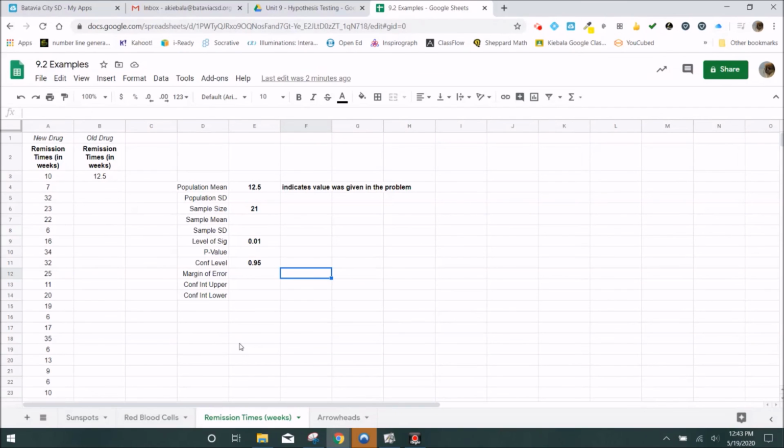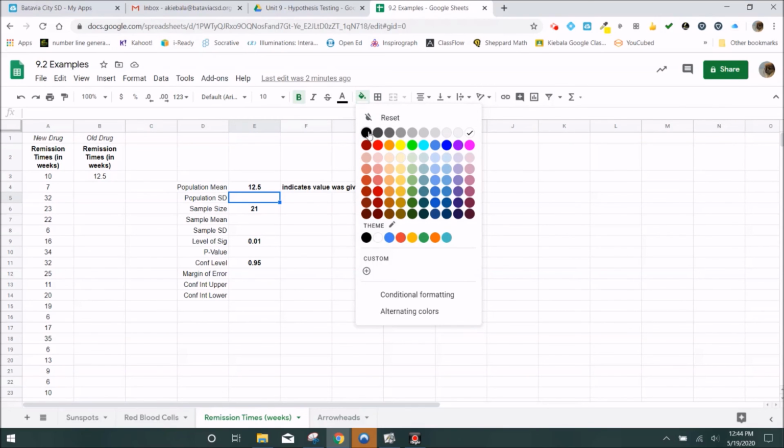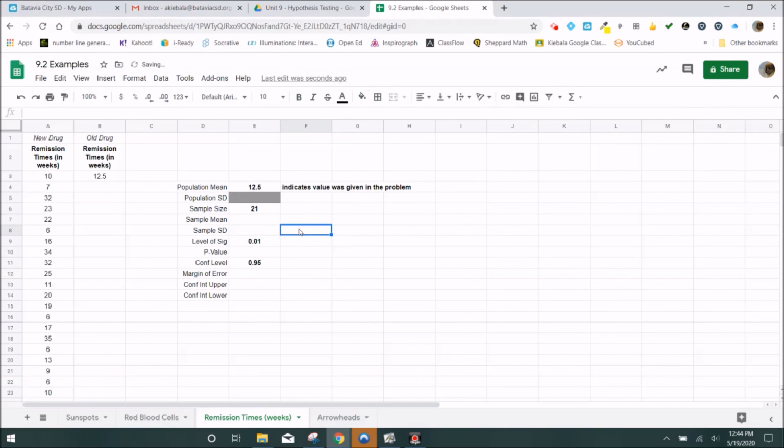All right, so this is the one about the new drug to treat leukemia. It gave us the population mean, the sample size, it gave us a level of significance of 0.01, and eventually it's going to ask us for a 95% confidence level. What it doesn't give us is the population standard deviation. So we don't know this right here, so I'm going to gray it out just so we know that we're not going to fill that part in.